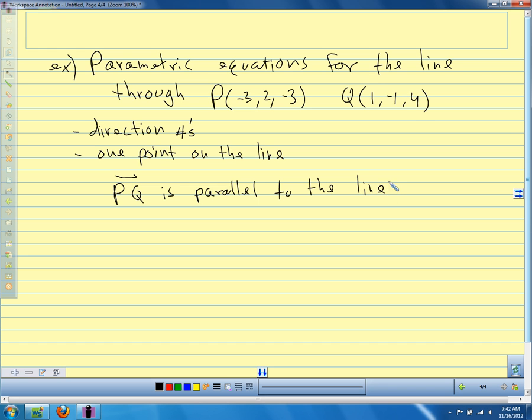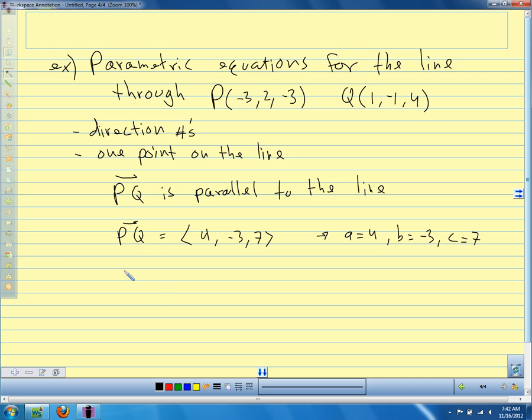So that can be our direction vector. So we're going to say PQ, when I come up with the components for PQ, PQ is 4, -3, 7. So our direction numbers, my direction numbers A equals 4, B equals -3, and C equals 7. And I'm going to choose point P, I could choose point Q as well.